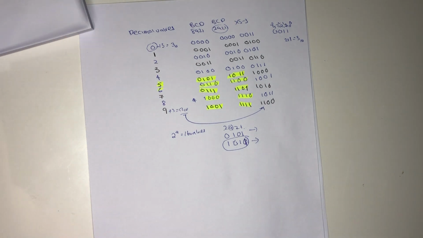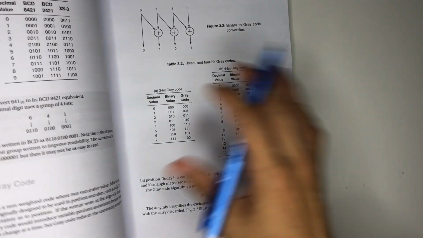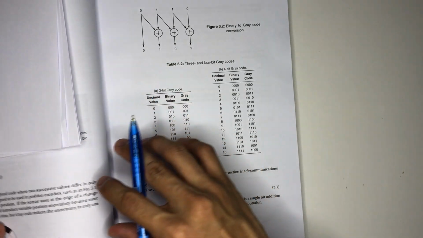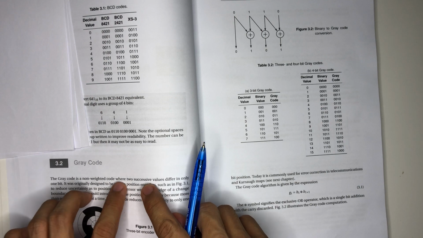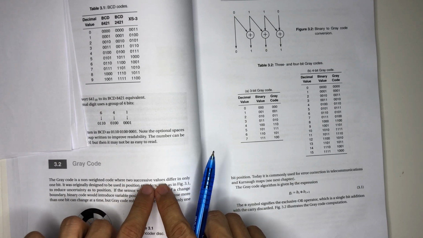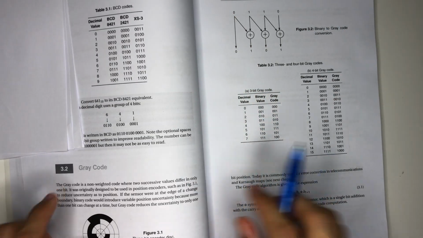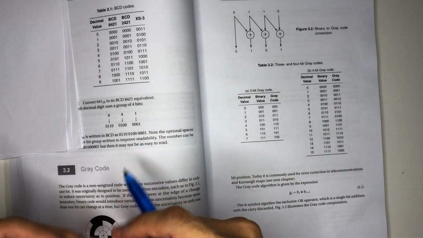Now we go to the next code, which is the gray code. It mentioned here that the gray code is a non-weighted code where two successive values differ in only one bit. So you can read the detail yourself.